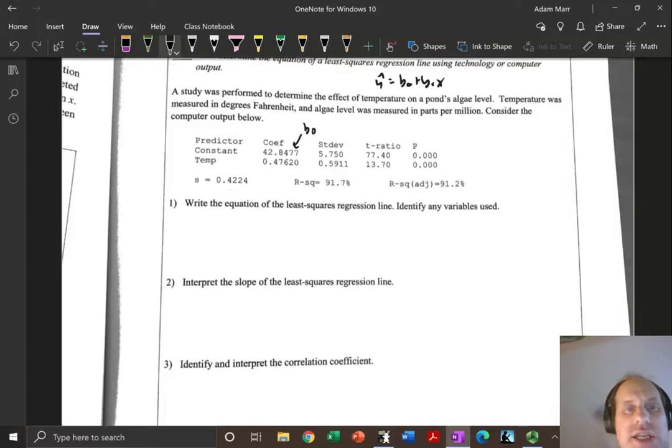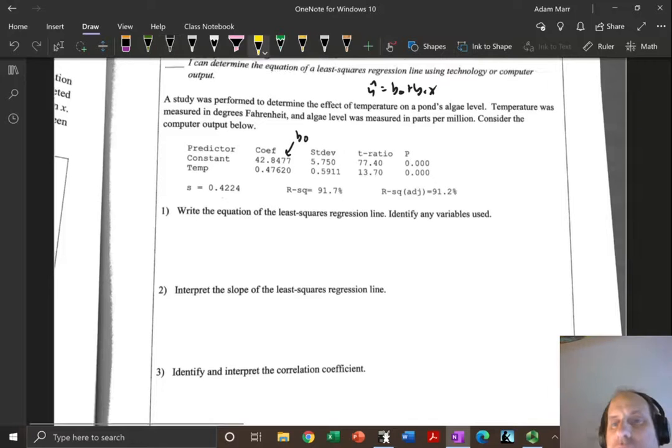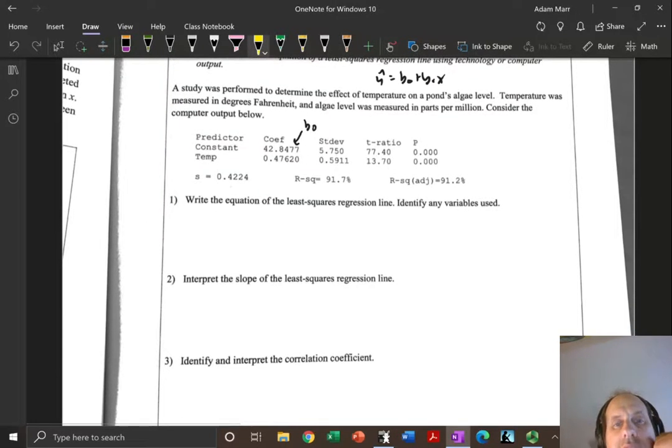Now let's read this. A study was performed to determine the effect of temperature on a pond's algae level. Temperature is in degrees Fahrenheit, algae level is measured in parts per million. Consider the output below. I'm going to write myself a little note that temperature is my explanatory variable, like my X right there. And algae, that's my Y, my response variable. They're seeing if temperature affects the algae level.